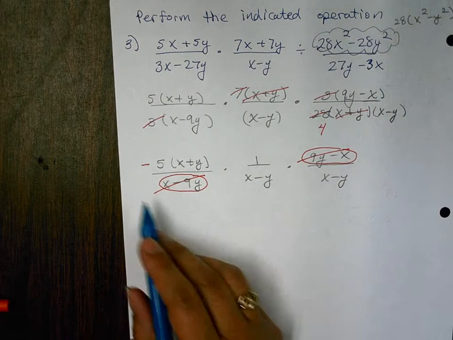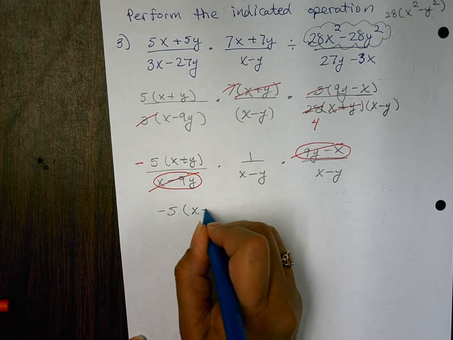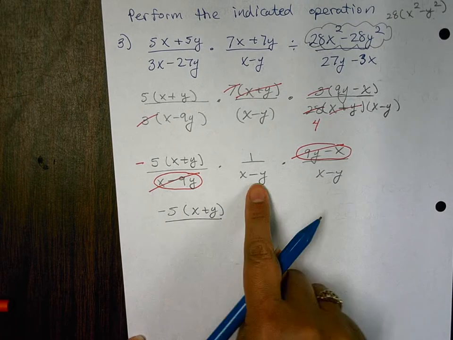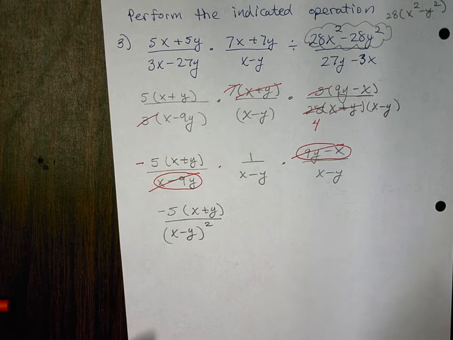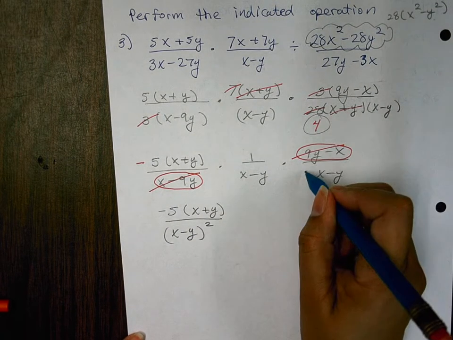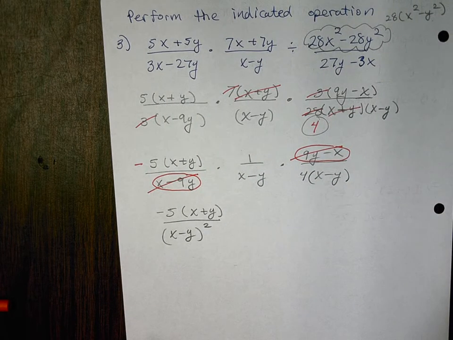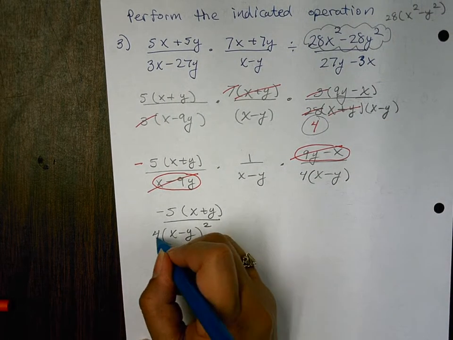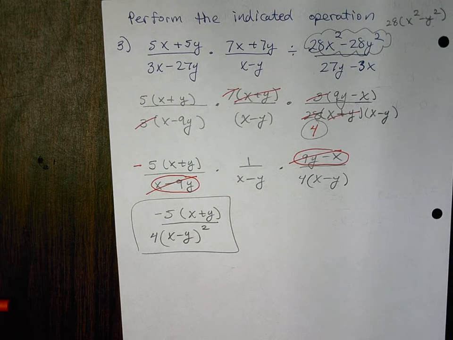And that is it. So negative 5 parentheses x plus y over, these two guys are the same, so x minus y quantity squared, and that there, oh, I lost the 4 somewhere. I know I did. There it is. Sorry about that if I confused anybody or anybody was like, hey, where'd that 4 go? It's still there. 4 is there, and then that is your final answer. All right, that is it for this lesson.